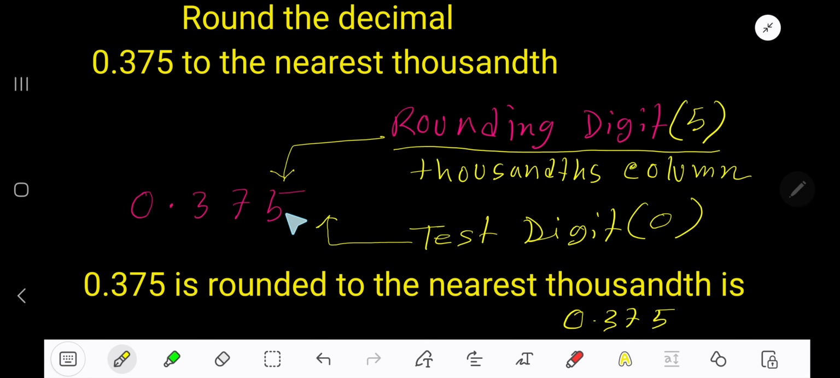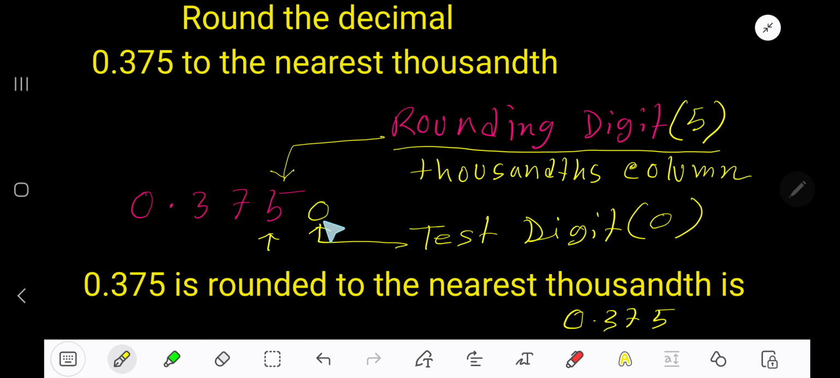Let me explain. For rounding, first identify the rounding digit. You will get the rounding digit in the thousands column. So this 5 is the rounding digit. Now find the test digit. The test digit will come after the rounding digit. So here there is no digit, which means you have to consider 0.